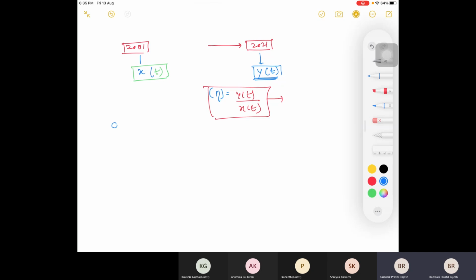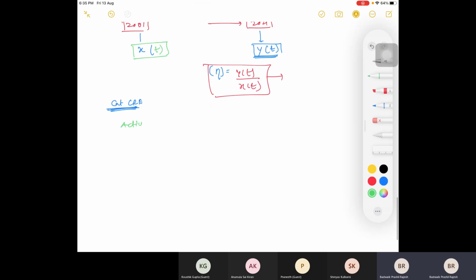So in terms of catalysis or catalytic reaction engineering, I'm defining this efficiency by one term that is called activity. Activity is denoted by A, so that will be rate at time t divided by rate at time t equals 0. I hope you are clear with this definition.